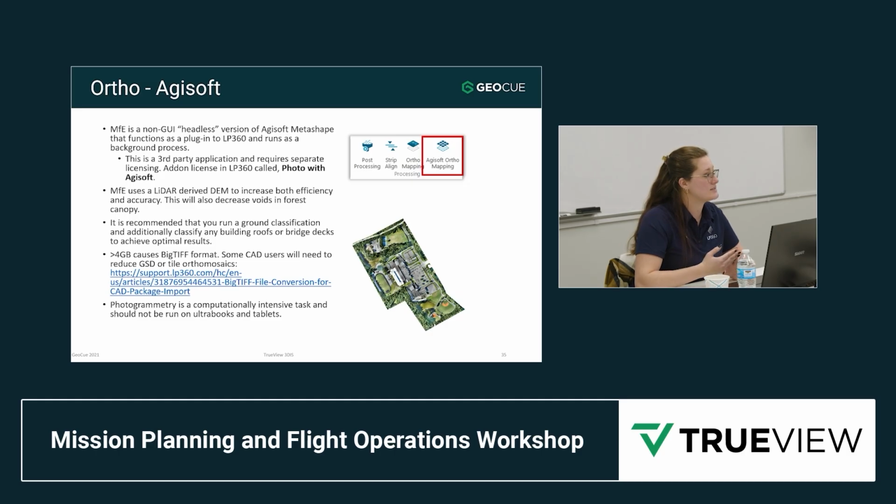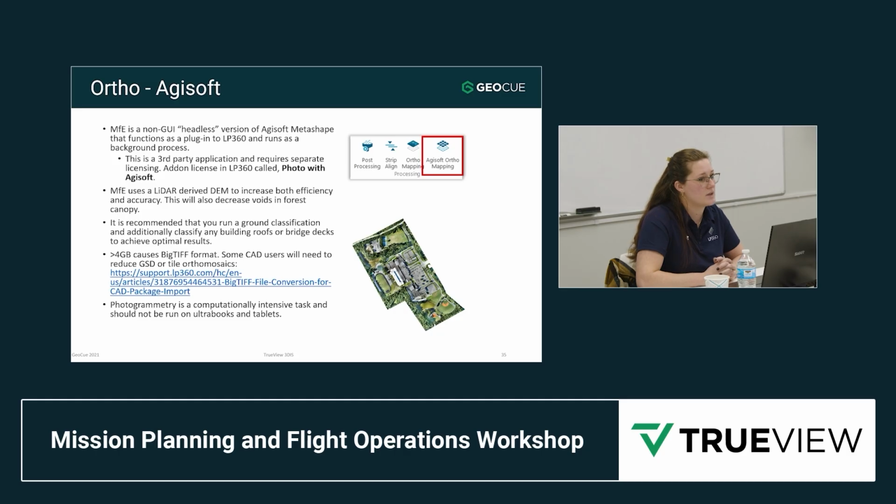Now, for licensing in LP360 to use this tool, you need the Photo with Agisoft, also called the Photogrammetry with Agisoft add-on license type. If you are wanting to run locally, you will also need a Metashape key. If you are running through the cloud, you do not need this key to activate this function. That will be done through the cloud itself.